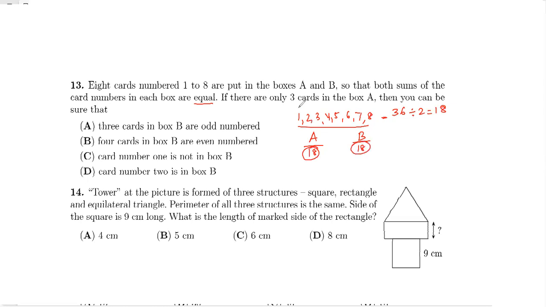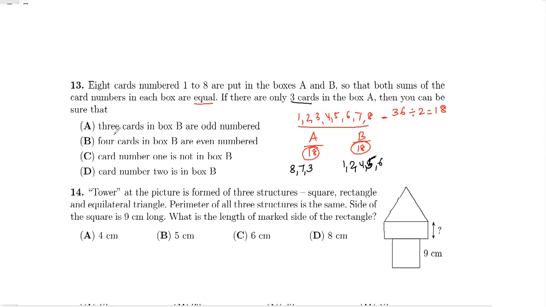But then they're saying there are only 3 cards in box A. We have to look for 3 cards which add up to 18. So we know that 8 plus 7 is 15. So we do 8 and 7 is 15 and then we add a 3, right? And so then the remaining cards, which are 1, 2, 4, 5 and 6, are in box B.